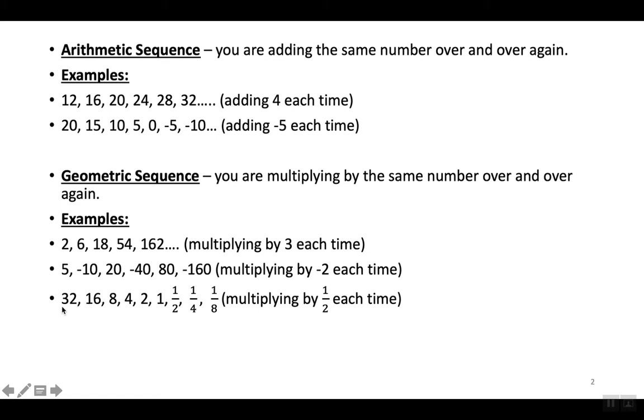I say that because when you look at the sequence, the first thing you're going to probably realize is that you're dividing by 2 each time. 32 divided by 2 is 16. 16 divided by 2 is 8. 8 divided by 2 is 4. 4 divided by 2 is 2, etc. And you go into the fractions, which I'll cover in one of the examples. But just realize that dividing by 2 is the same as multiplying by 1/2.